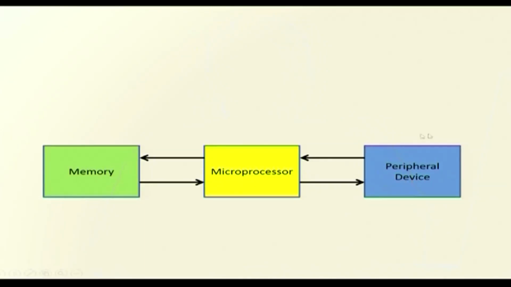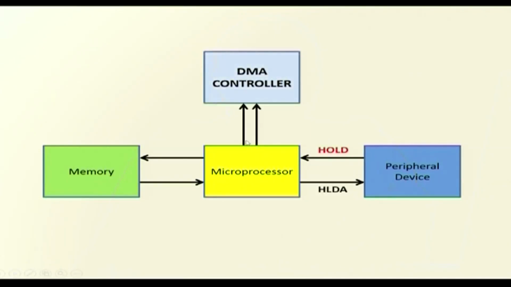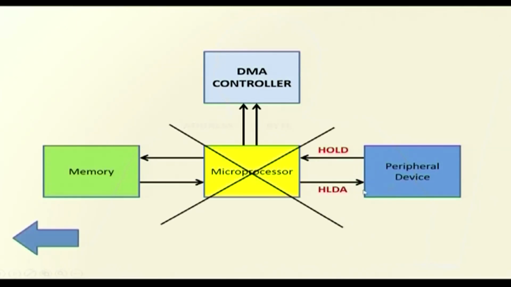Suppose the peripheral device has a bulk of data, then it will send the hold signal. These two signals are available in the microprocessor for the DMA operations. Now, it will activate a high signal on the hold. After receiving the high signal, the microprocessor sends the starting address and the counter value to the DMA controller. After sending these two pieces of information, the microprocessor sends the HLDA signal to the peripheral devices. After getting the acknowledgement signal, all the control is passed to the DMA controller, and the microprocessor is released from the control of the bus.